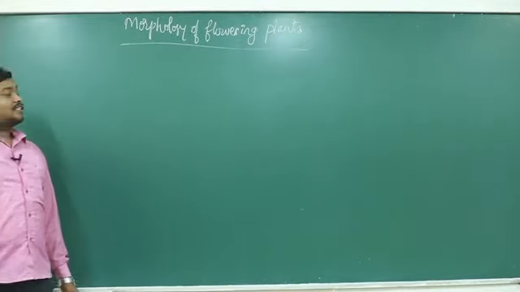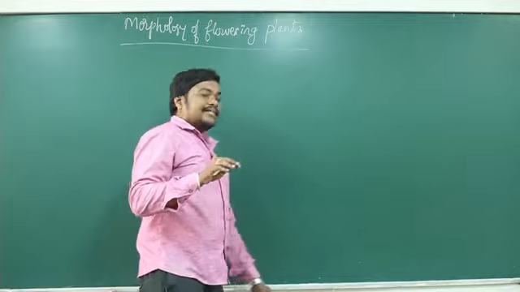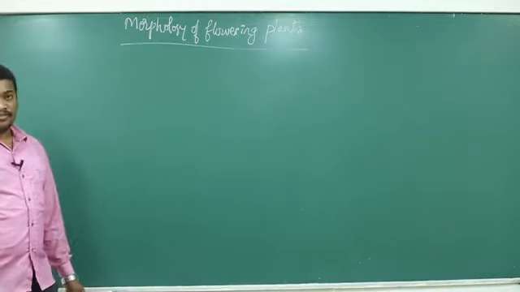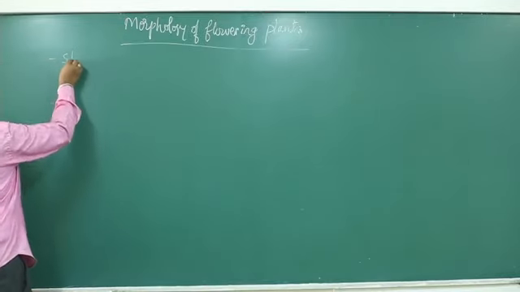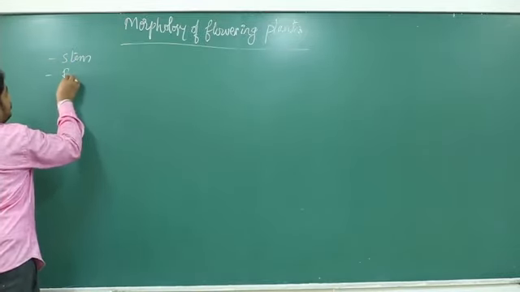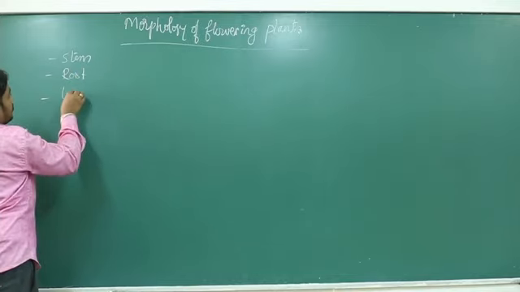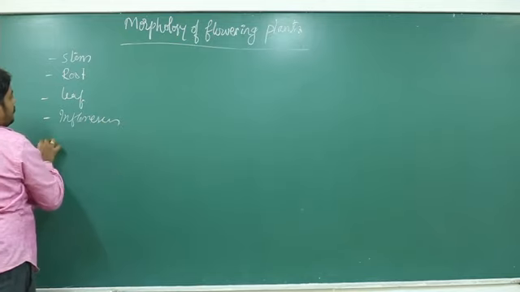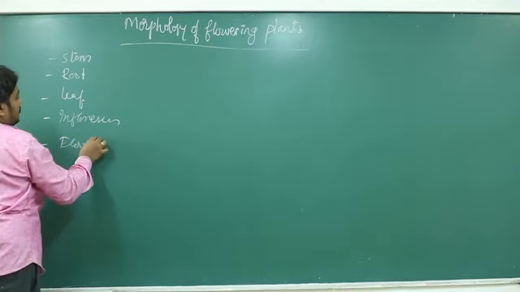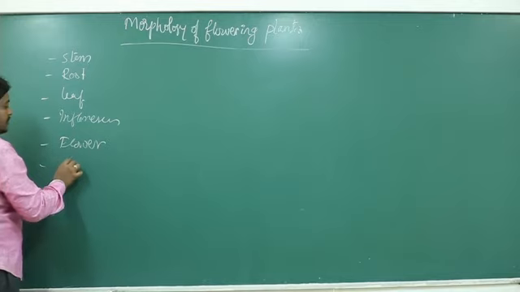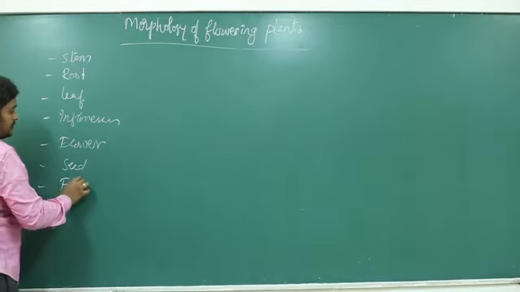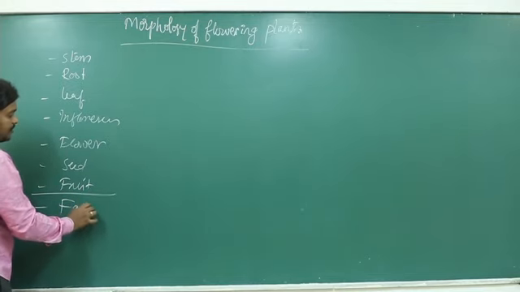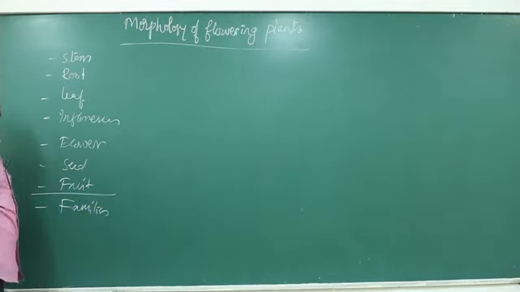As you know, the definition of morphology is the study of external features of the organism. Okay, so in the plants, you are going to study the external features like stem, root, leaf, inflorescence, then flower, seed, fruit, and some families. Okay, so 3 families we are going to learn in this chapter.